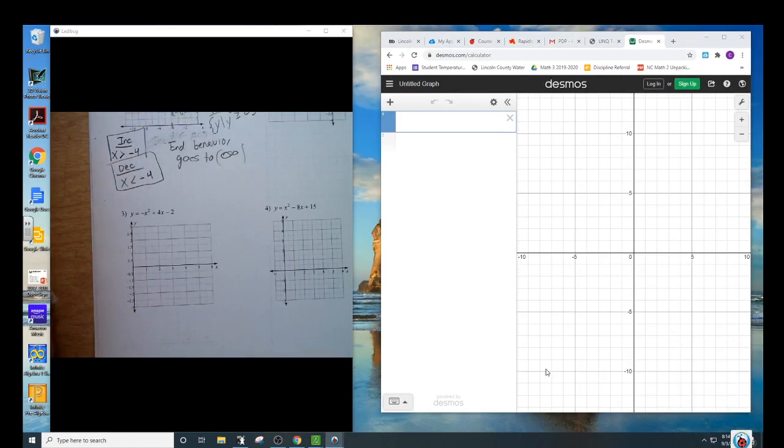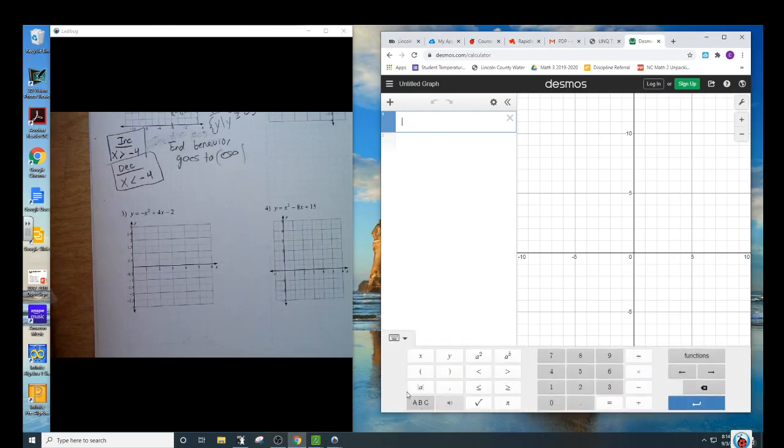So now, what we're going to do, guys, we're going to put number 3 in the calculator. So now we're going to bring up our keyboard here. So it's going to be negative x squared plus 4x minus 2.